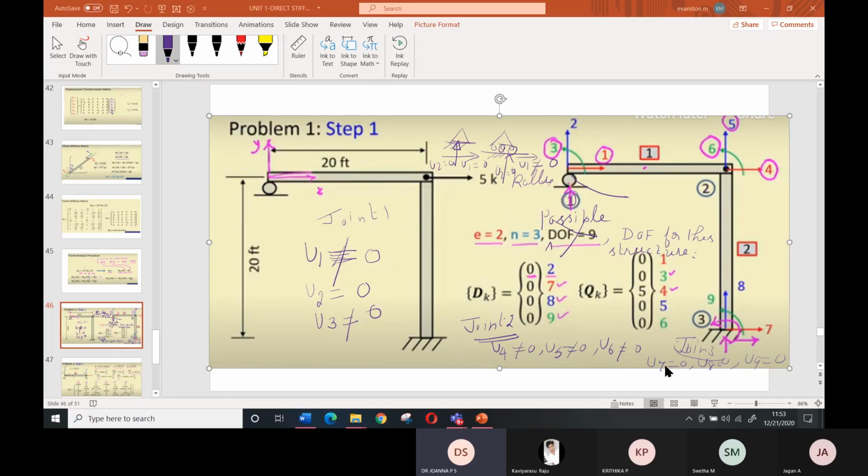7, 8, 9 are 0. That's why I marked U2 is 0, and 7, 8, 9 are 0. If you want, you just note down.